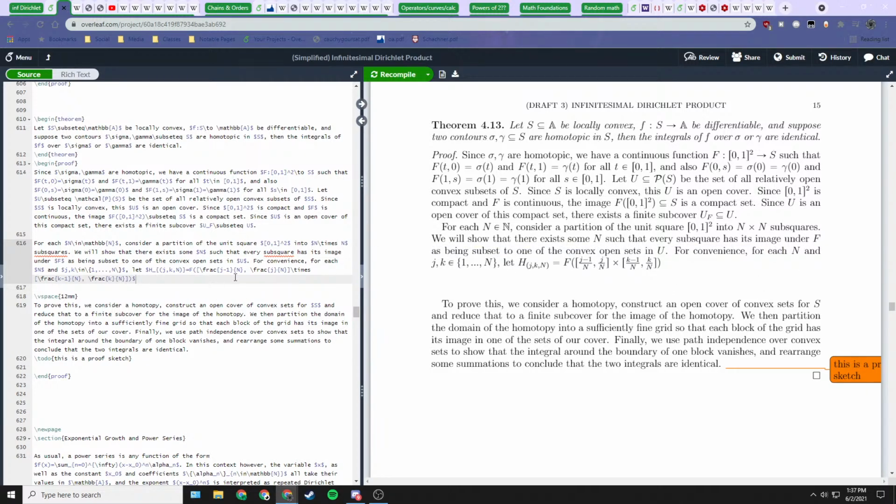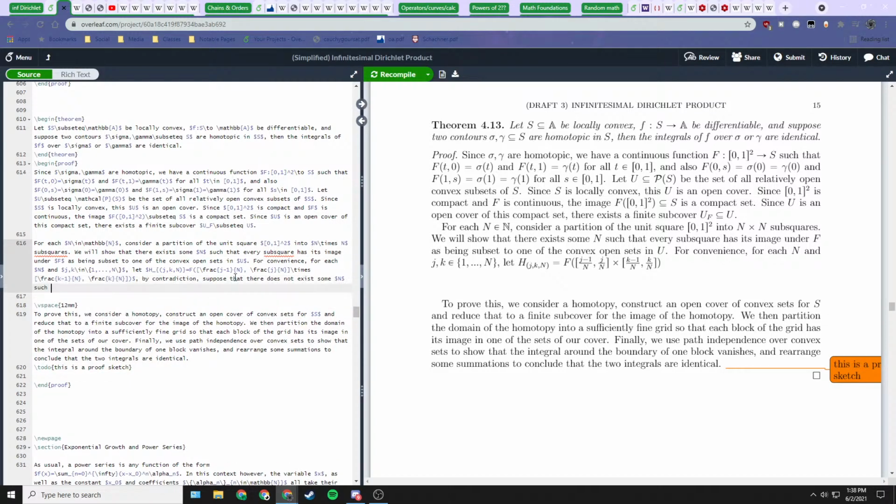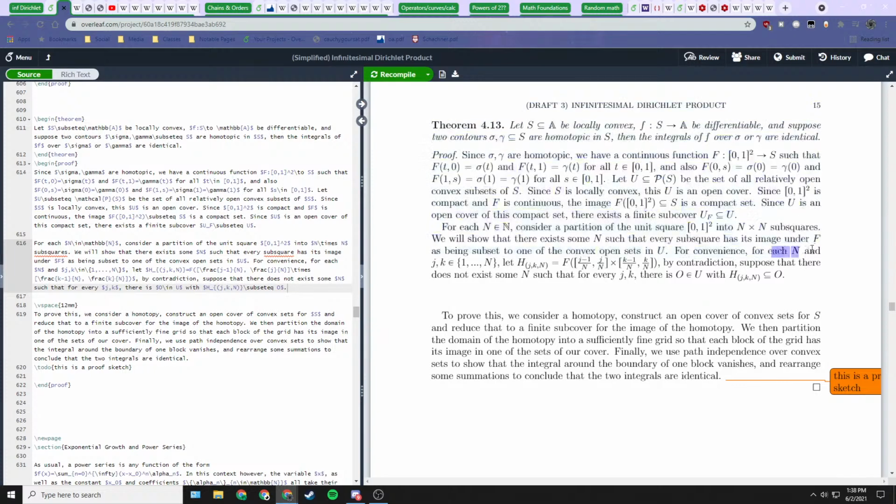And we'll say, by contradiction, suppose that there does not exist some n such that for every jk there is an open set O in U with h sub jkn a subset of O. So by contradiction, assume that no matter how big we make n, we can't make these squares small enough to be a subset of one of our convex neighborhoods.